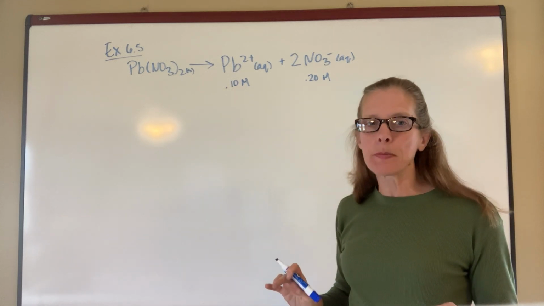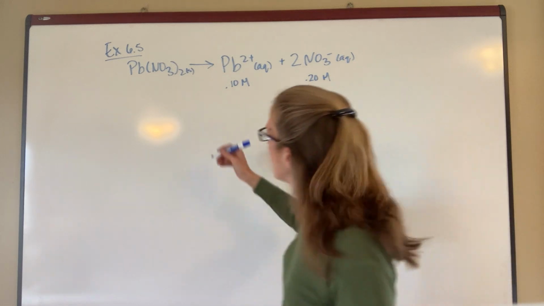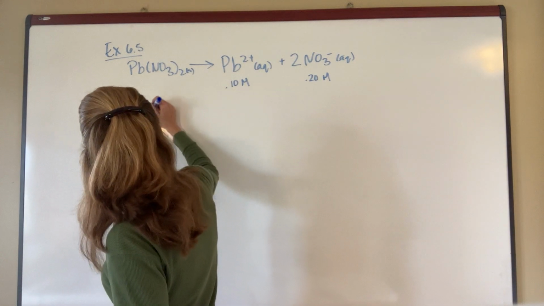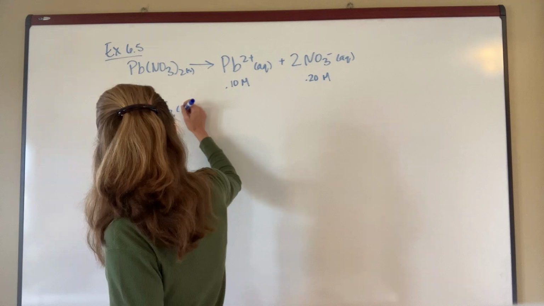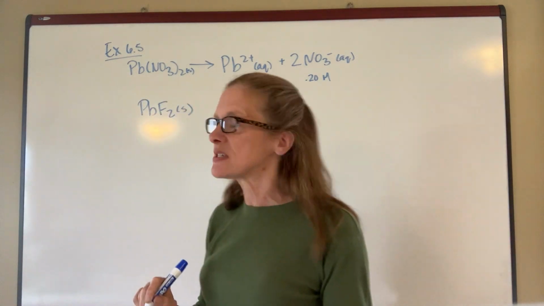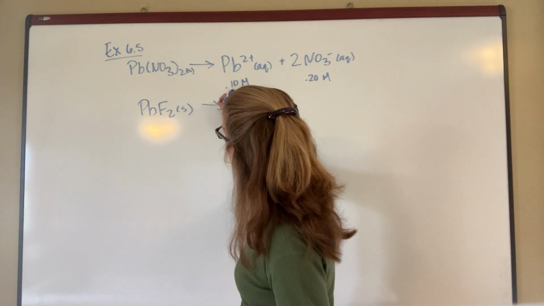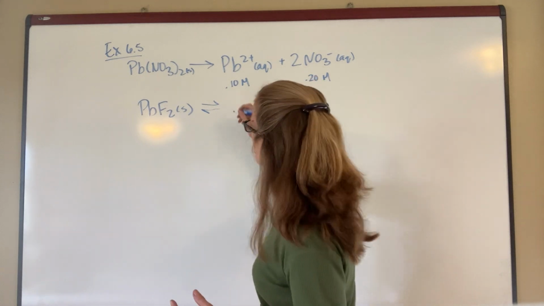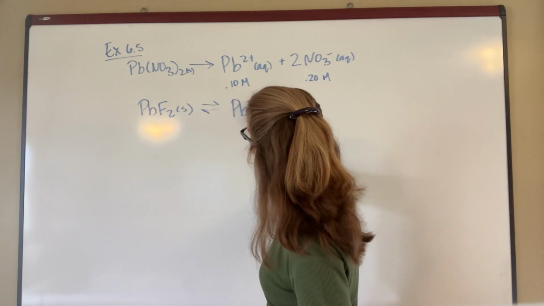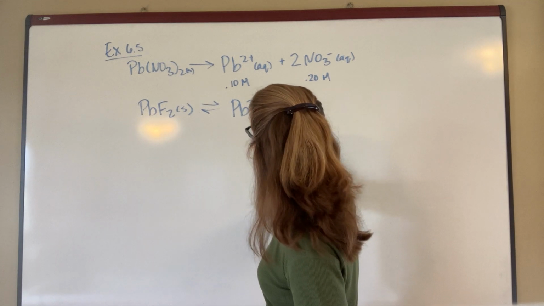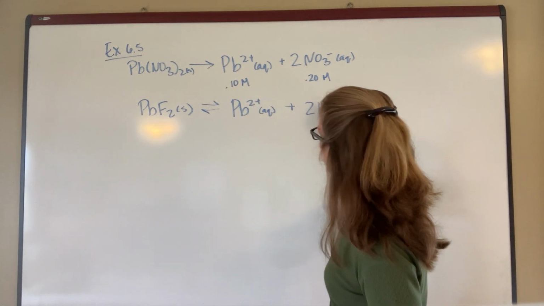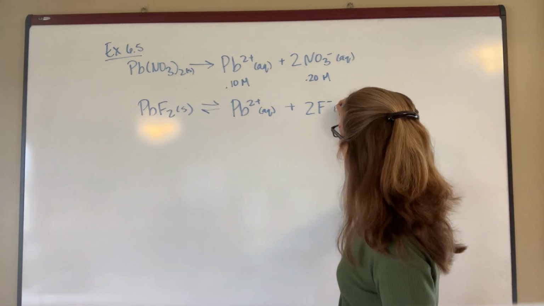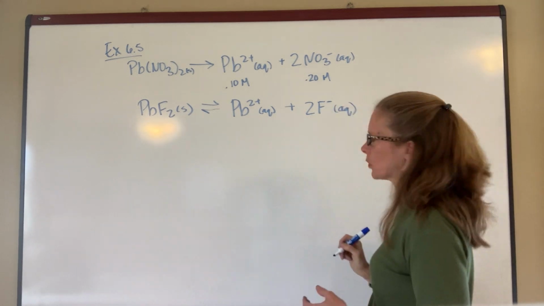All right, now I'm going to try to dissolve the lead fluoride. And so when I look at lead fluoride, it is not very soluble. And so this is going to set up an equilibrium, and not all of it is going to dissolve. So again, I'm going to have lead ions. And this time I'm also going to have fluoride ions. Okay.